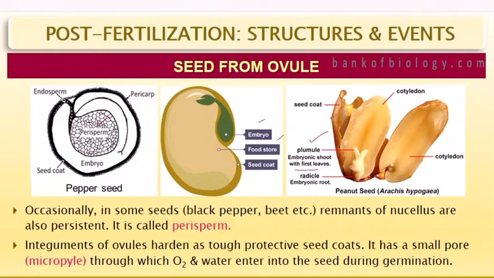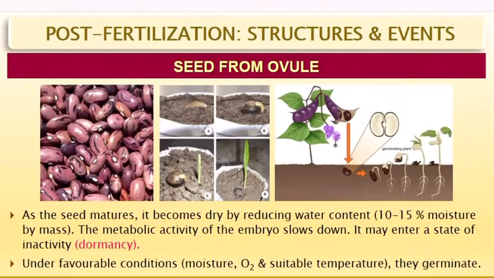So integuments of ovules harden as tough protective seed coats. It has a small pore called the micropyle through which oxygen and water enter the seed during germination. As the seed matures, it becomes dry by reducing water content to 10 to 15% moisture by mass. So we are seeing every day the seeds getting dried. The metabolic activity of the embryo slows down. It may enter a state of inactivity, we say dormancy, seed dormancy. The period of seed dormancy also varies from seed to seed.